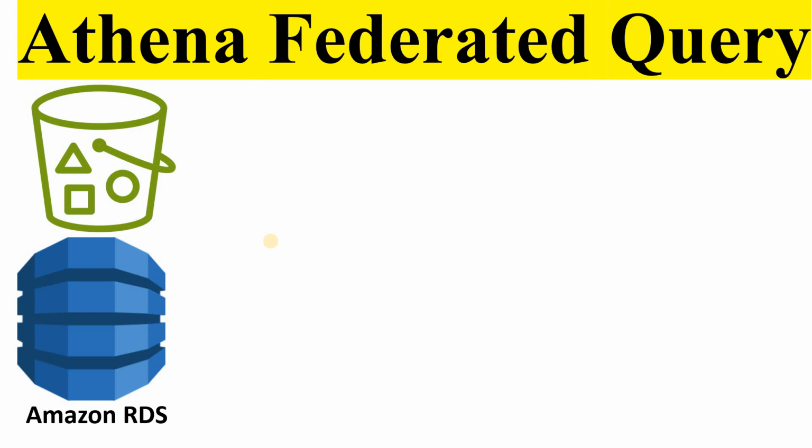Now, say there is a business case where you want to run a collective query on the whole data set. Here, the data set from the Amazon S3 bucket plus Amazon RDS, right? So you want to run a query collectively on this data. So how to do that? The solution is called Amazon Athena Federated query, right?